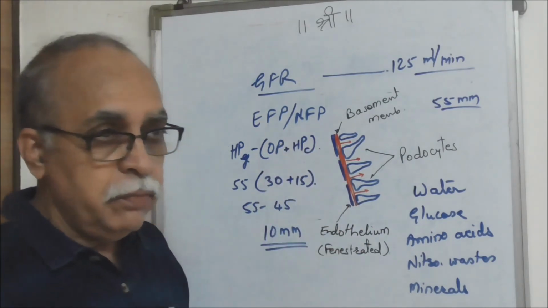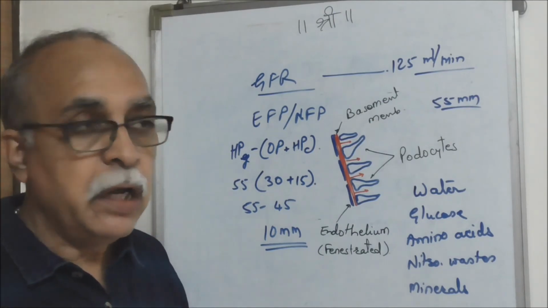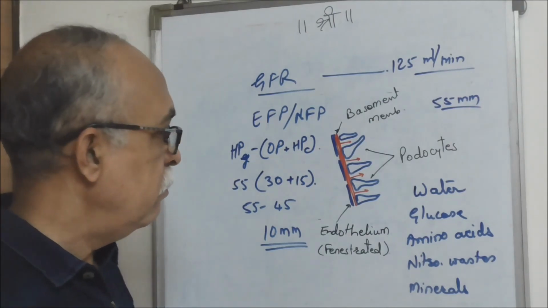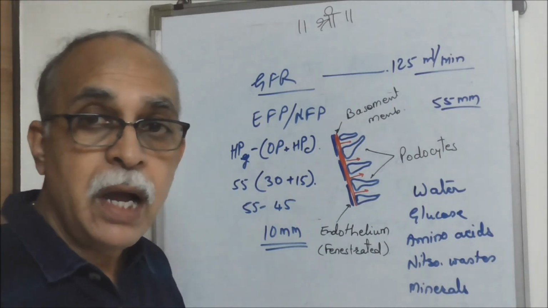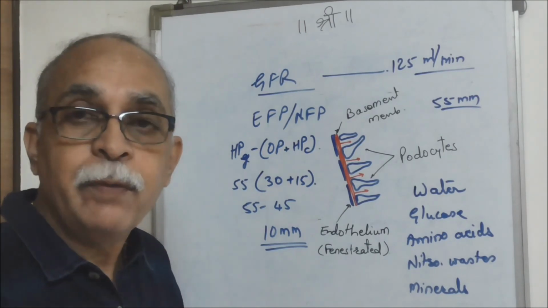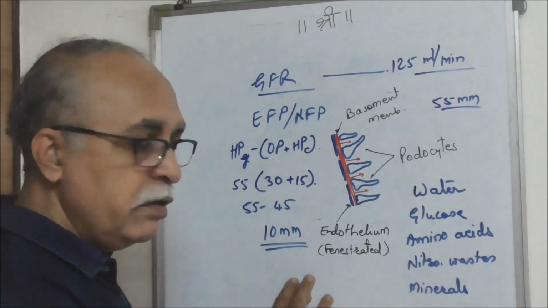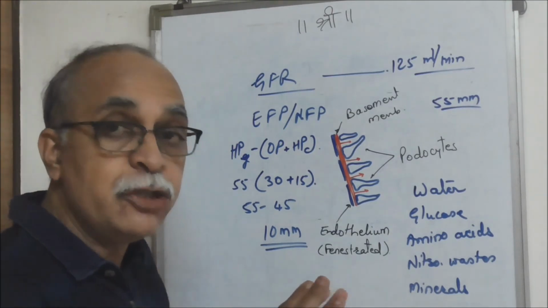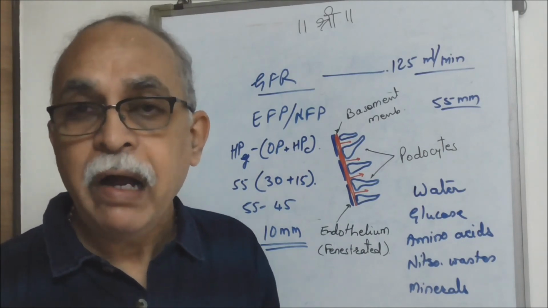Even the filtration process involves a number of controls. First of all, as we saw, the blood pressure here. Now, how is that monitored? How is that changed? We will try and understand that when we talk about regulation of the entire process. Here we have tried to understand just the process of filtration, glomerular filtration or ultrafiltration.